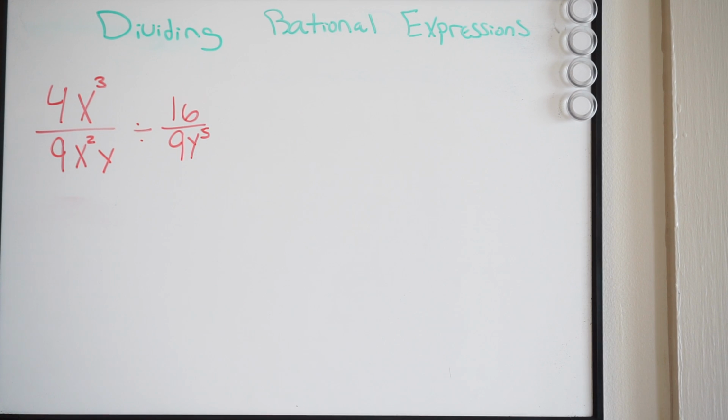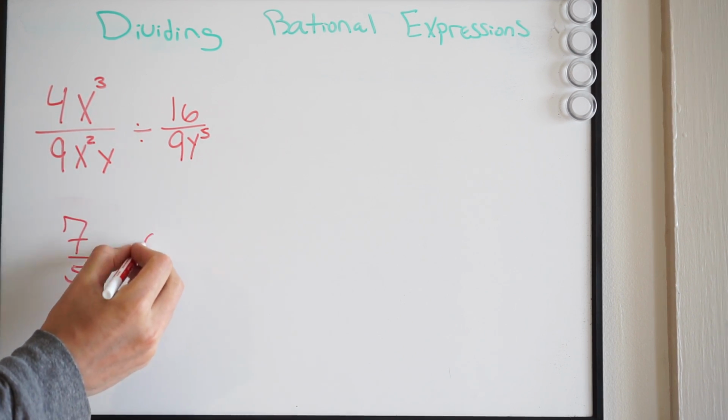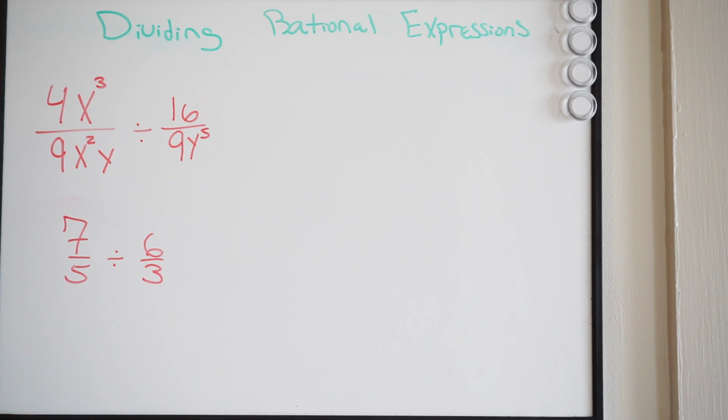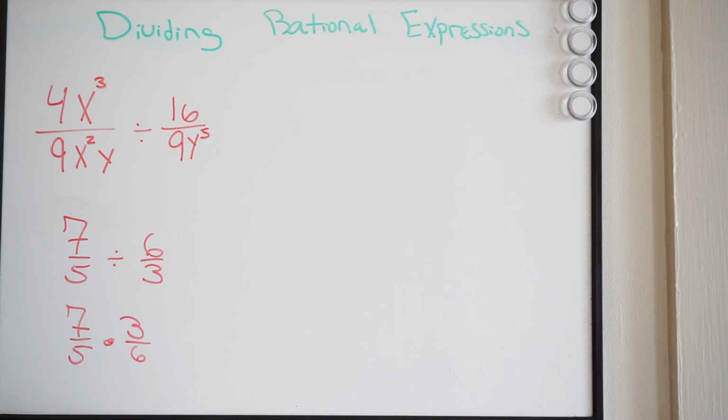Okay, so remember when you are dividing fractions, there's a rule that you learned in Algebra 1. Alright, and that is keep, change, flip. So when you're dividing fractions, for example, if I had 7 over 5 divided by 6 over 3, in order to perform this operation, I would have to do keep, change, flip. So I'd keep this fraction, 7 over 5, change this to multiplication, and then flip the second fraction, and I'm simply just going to multiply across here.